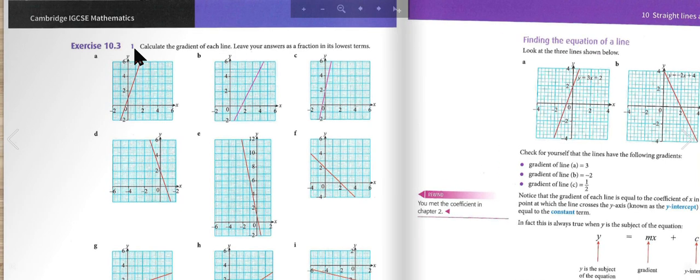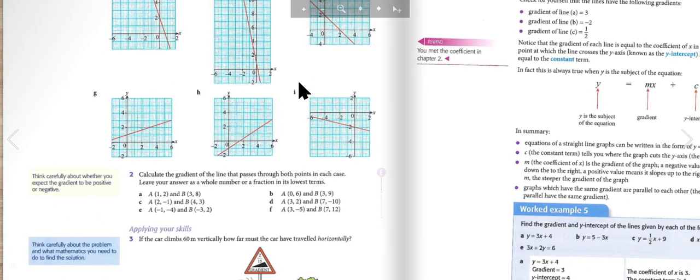Exercise 10.3. Question 1. Calculate the gradient of each line. Leave your answers as a fraction in its lowest terms. The gradient of each line is 3, 2, 5, negative 3, negative 5, negative 1 third, 2 thirds, and a quarter.